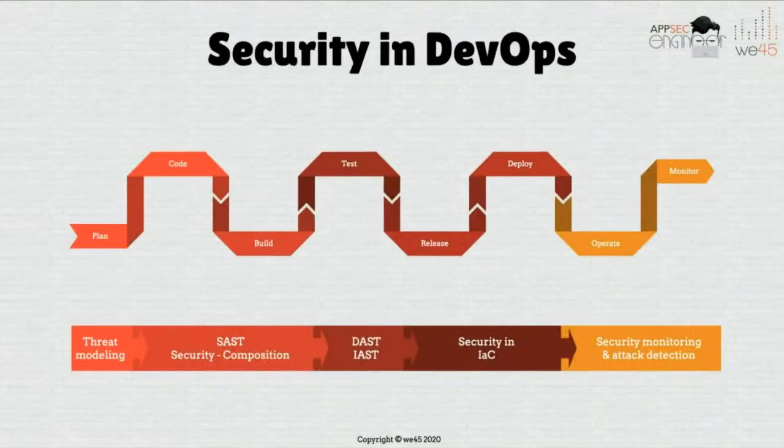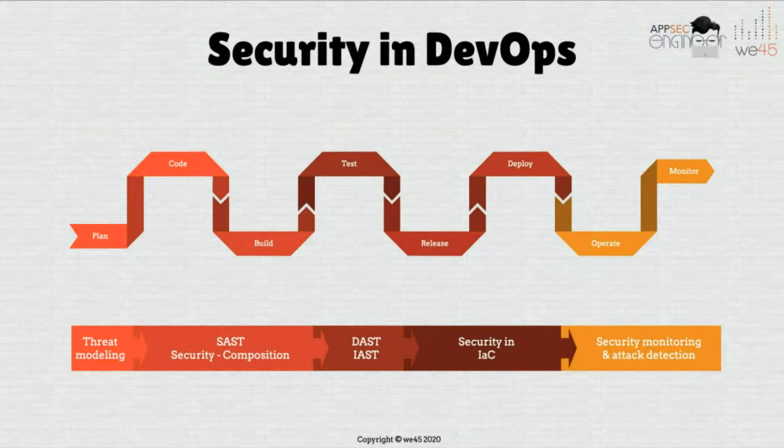So when it comes to security in DevOps itself, we can actually integrate security across the entire software development lifecycle, right? In the planning phase, you can get started with threat modeling the entire architecture, whether it's your solution architecture or your cloud architecture. You can get started with the threat modeling process initially.